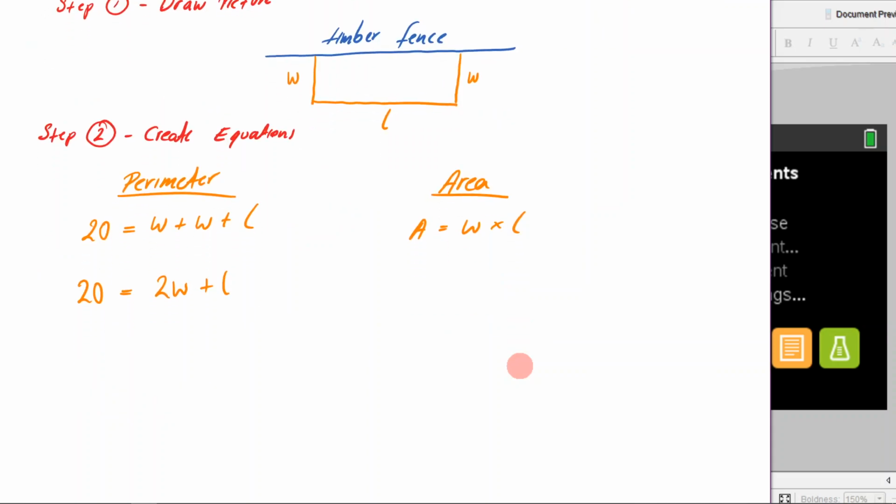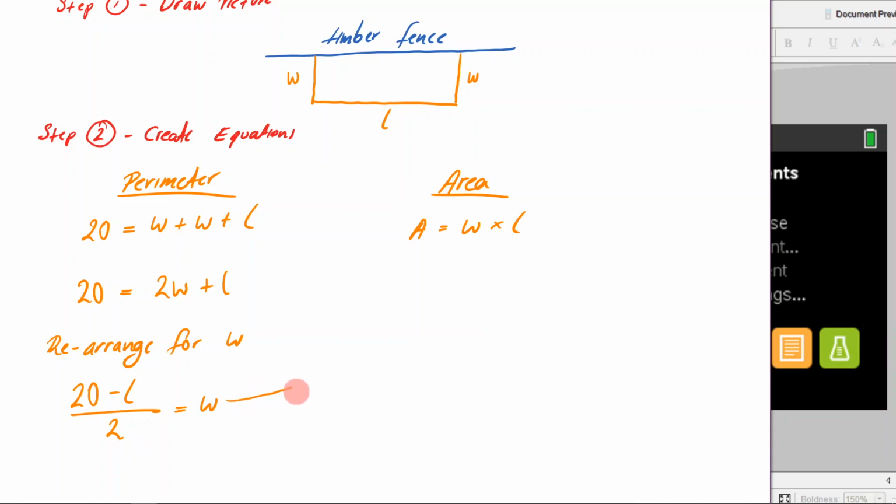So what we're going to have to do is we're going to have to come back here, and I'm going to have to solve for 1 variable here. So I'm going to rearrange, and it really doesn't matter which one you solve for. I'm going to rearrange for W. So I'm going to make W the subject. So to do that, what I'm going to do is I'm going to subtract L and then divide by 2. And that will leave me with what W is equal to. So I know that W is equal to (20 minus L) divided by 2.